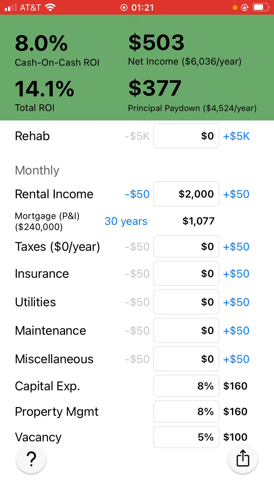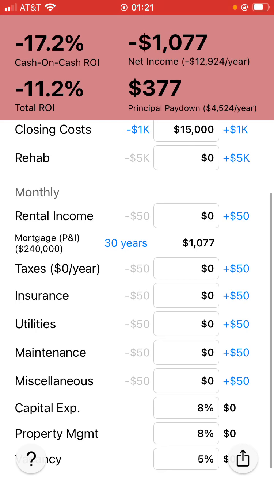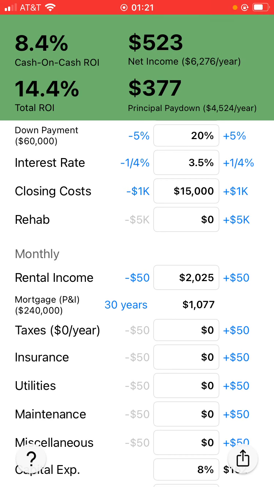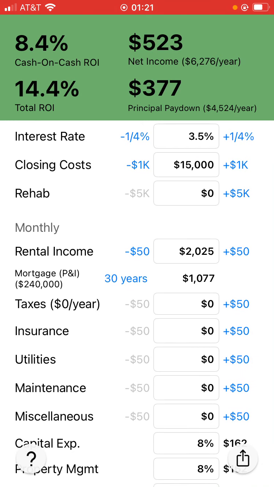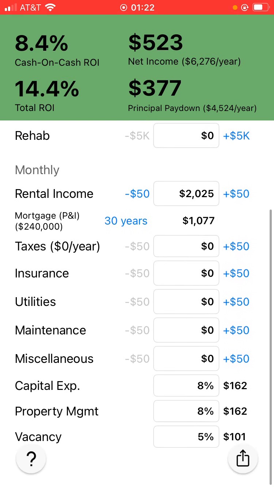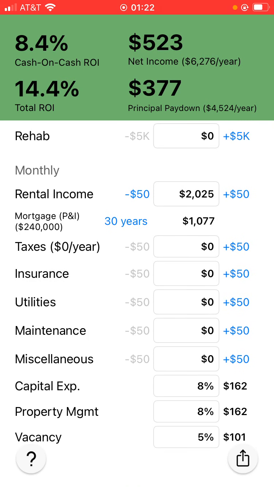So, monthly rental. Say your monthly rental is $2,025, and they put the term for 30 years. That says your principal and interest, on 3.5%, principal and interest of $240,000 after you subtract your down payment of $60,000, for 30 years will be $1,077.